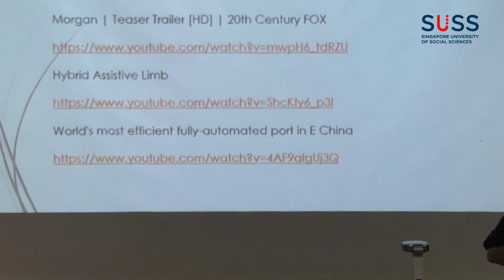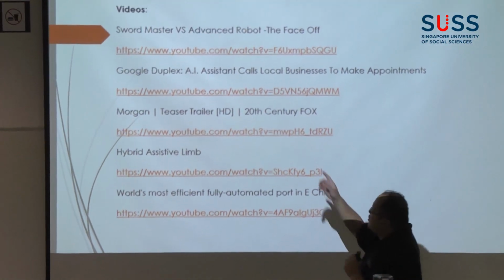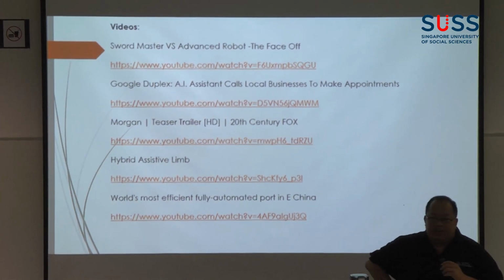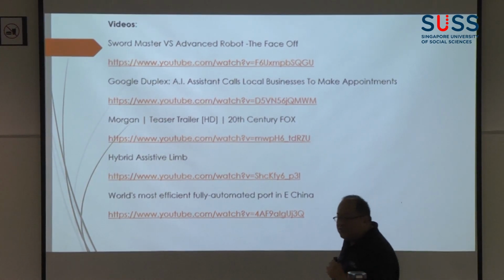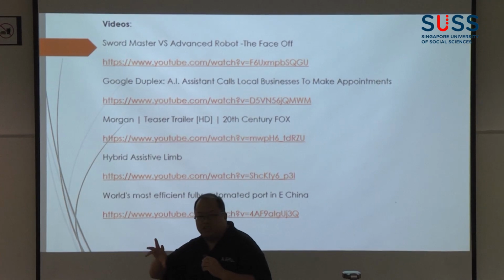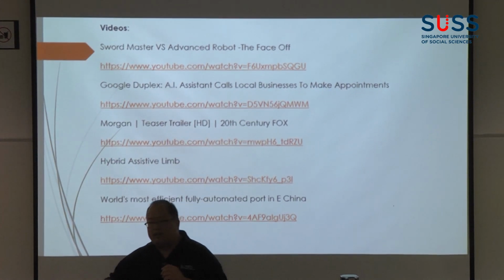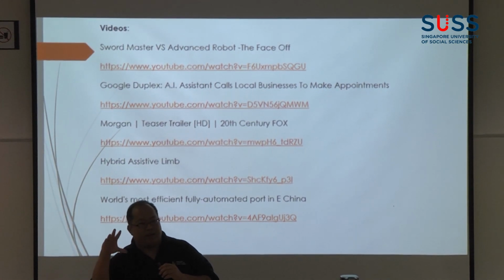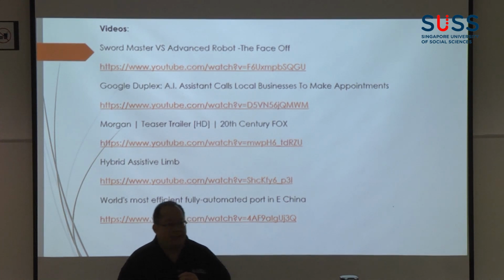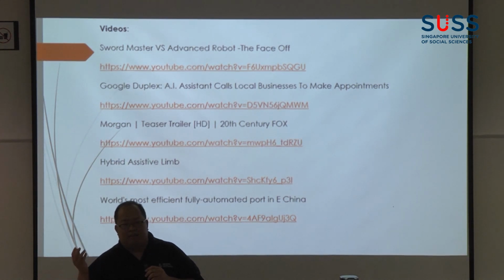Because of time, I'll end here. The other videos that I have prepared, which you may be able to watch on your own, start with the very first one, about an industrial robot that is trained to the precision of a samurai. The Japanese got a high-ranking samurai master, and they trained the robot to be as precise and as skillful as the samurai master.